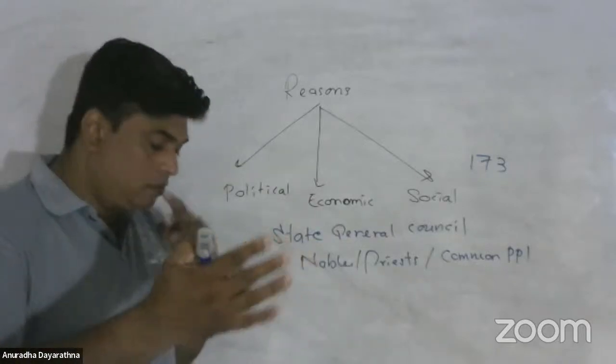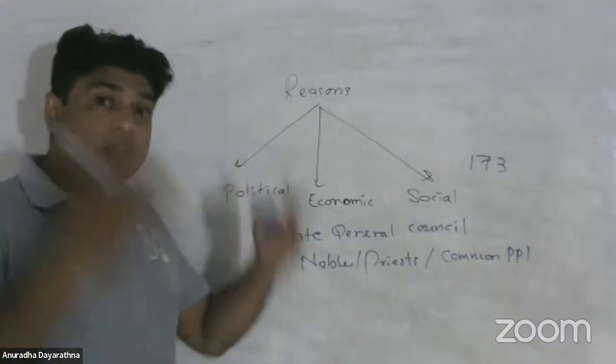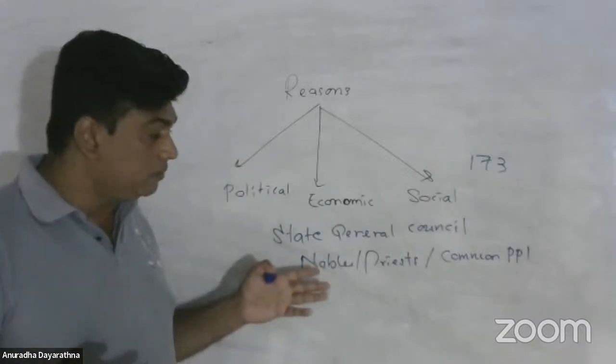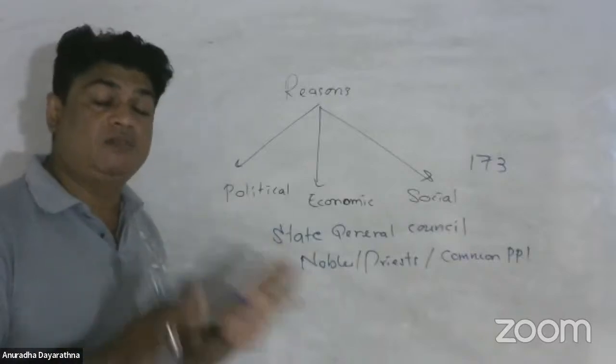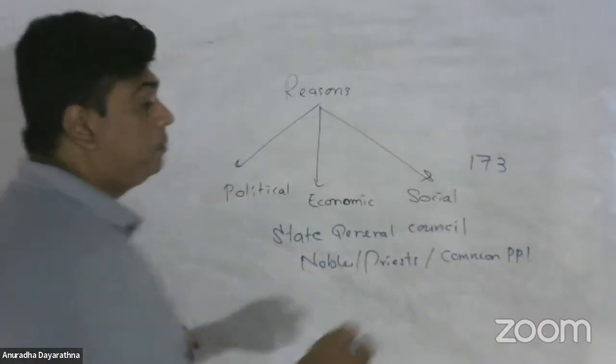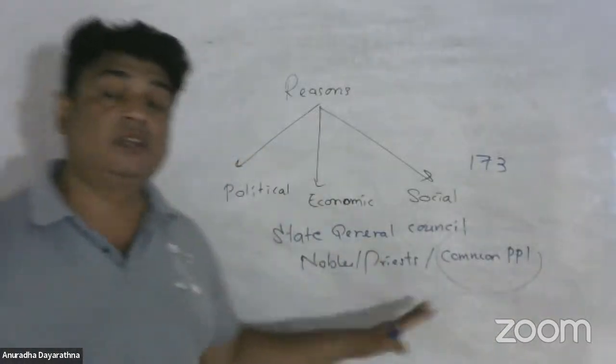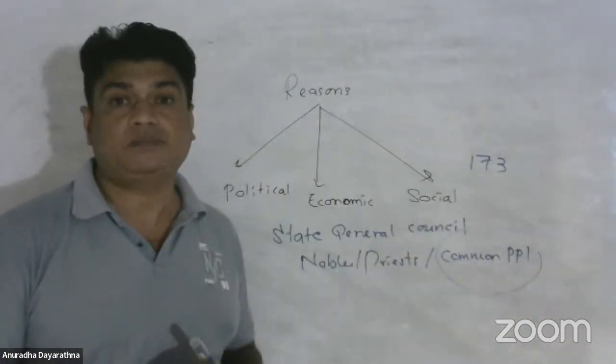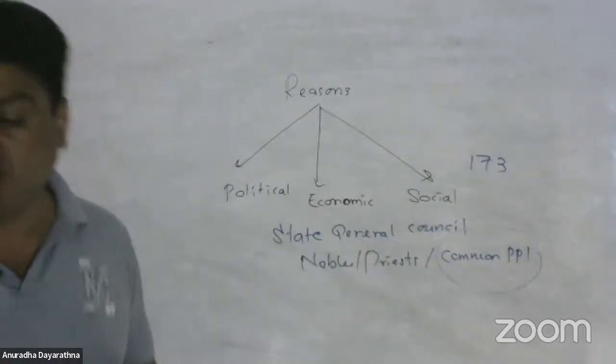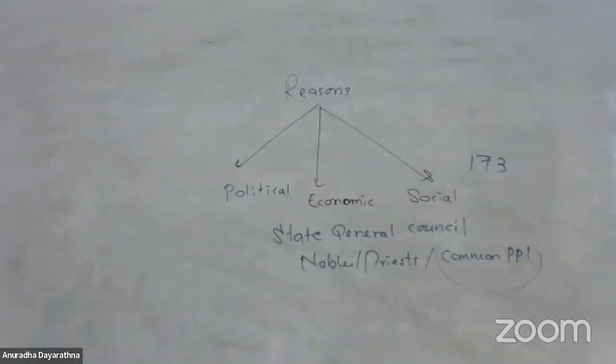Members were there for the council, continuously elected, but normally they were not gathering, and the king was not gathering them because common people cannot enter the palace. When they enter the palace, they would see the luxurious life of the king. And the State General Council was also not gathered.